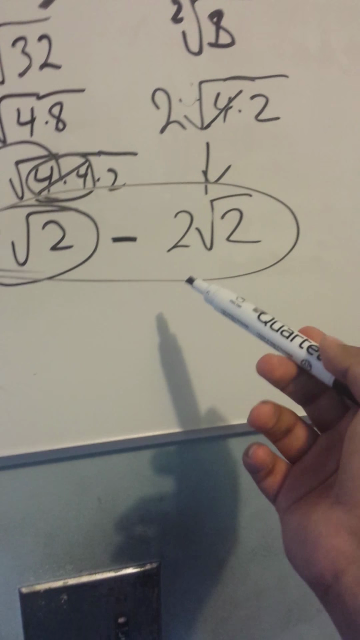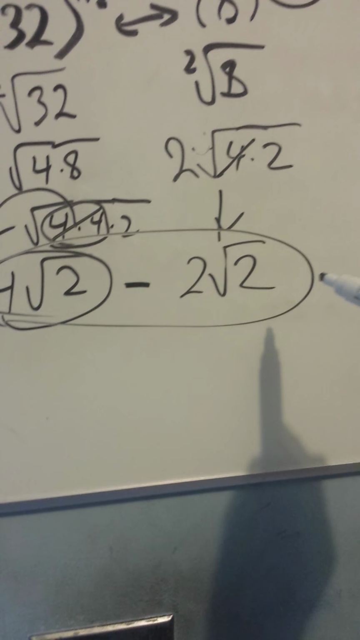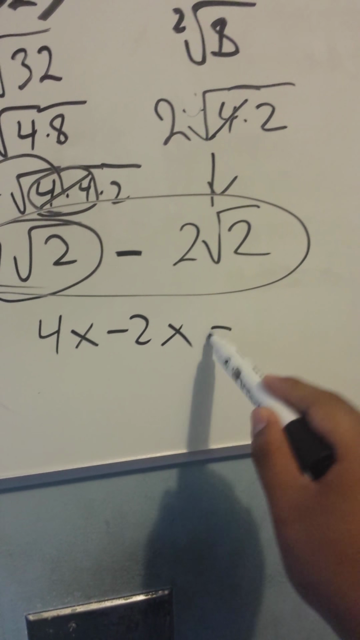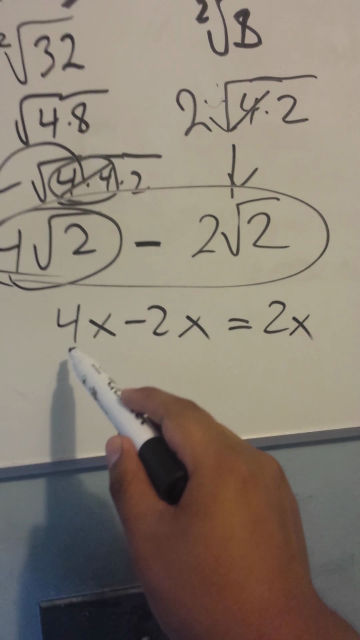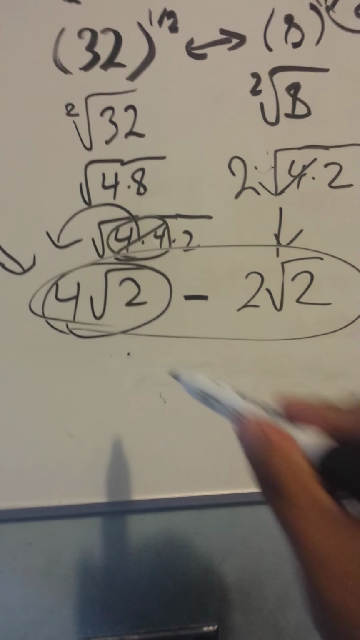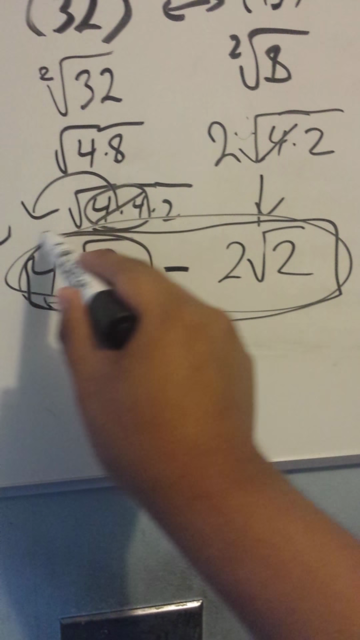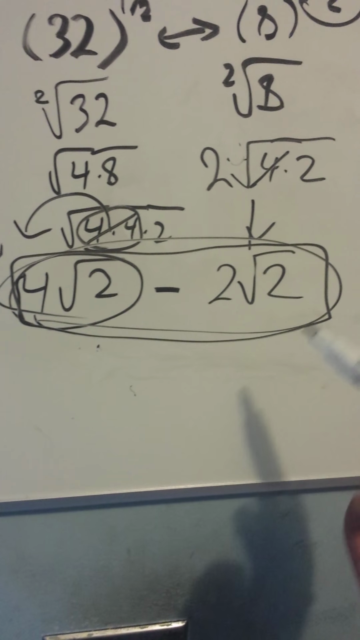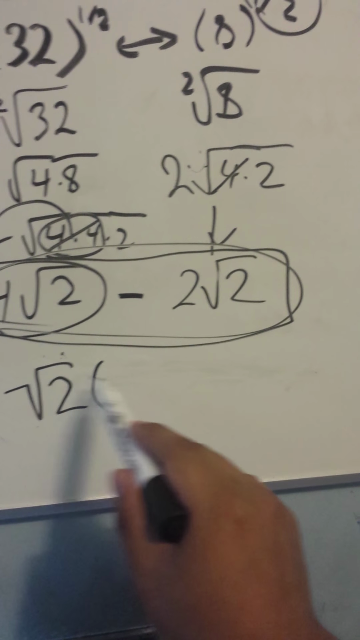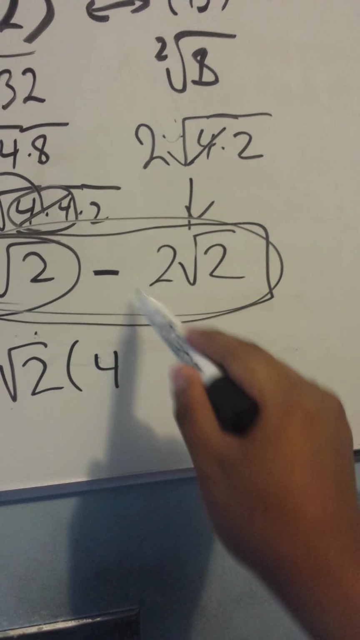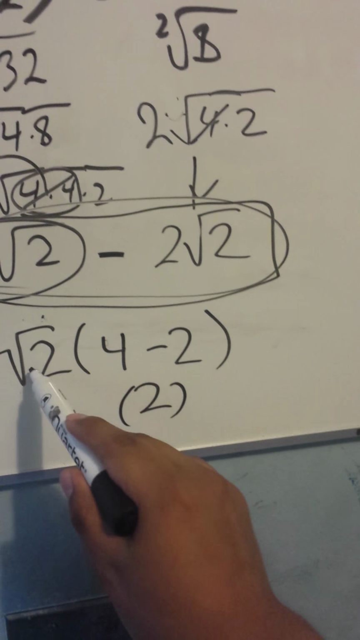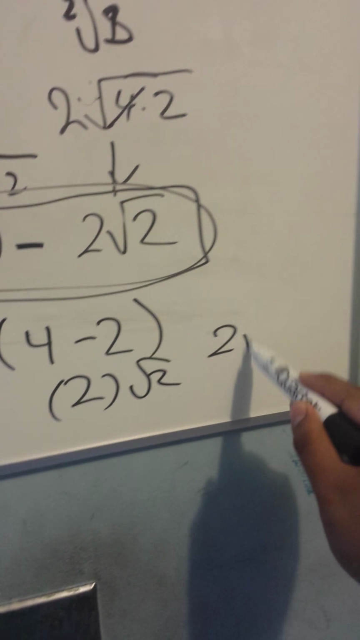Here, what we can do is view these square roots of 2 as x's if it makes it look easier. 4x minus 2x, well, that's simple, that's just 2x, right? 4 minus 2 is 2, then we keep the x. But another way, which is preferable, is to see what these two things have in common, which is the square root of 2. We can easily factor out the square root of 2 from both numbers, and from this one we'll only be left with 4, and from here we'll only be left with 2. Now 4 minus 2 is 2, and then 2 times the square root of 2 will give me this. So the answer is 2 square root of 2.